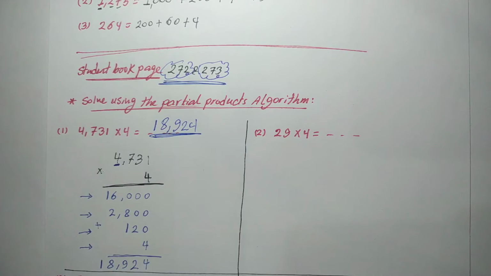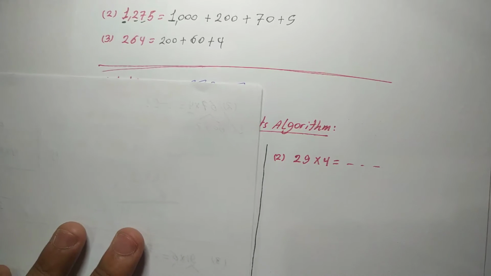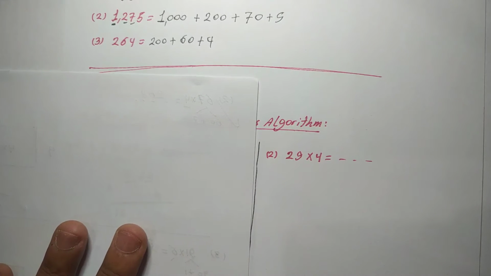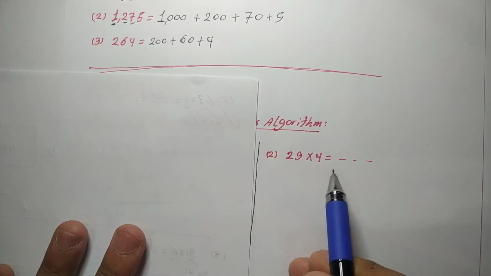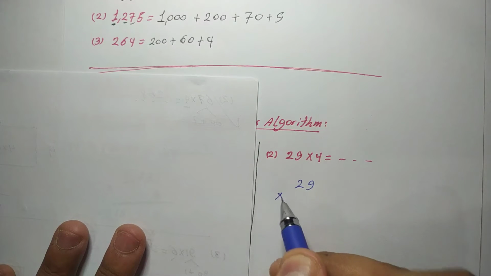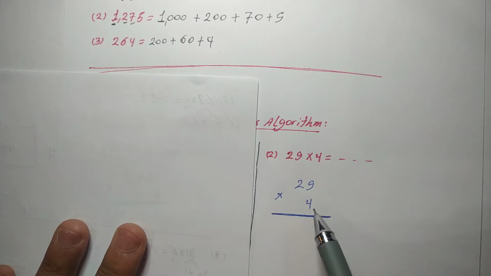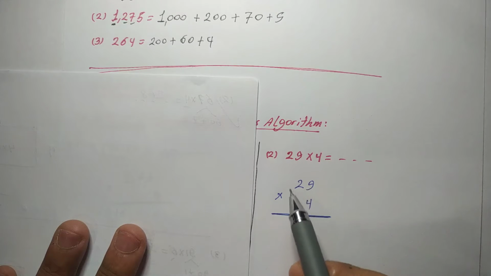Another example to show it. This example, I have here 29 times 4. Start with 29 times 4. And 4 times 2. Of course, this 2 is in the tens place, so I will drop 0 at first. 4 times 2, it will be 8.